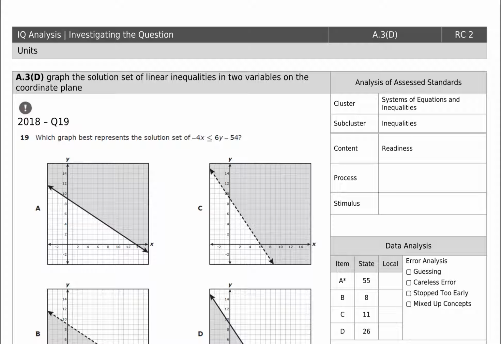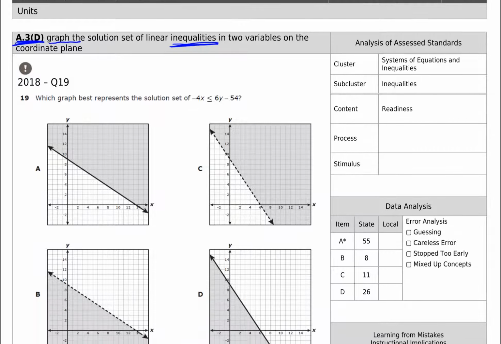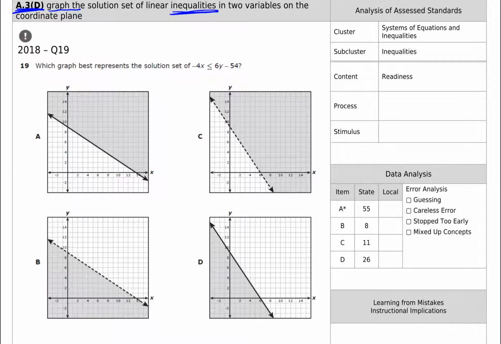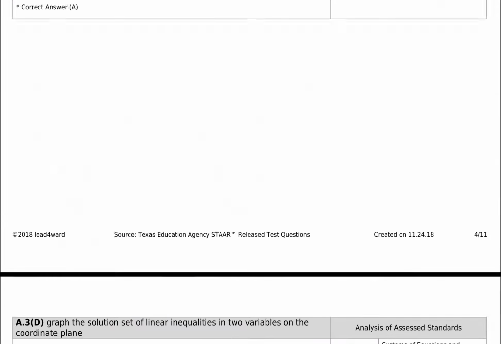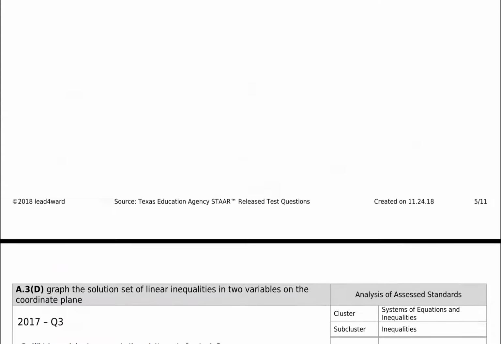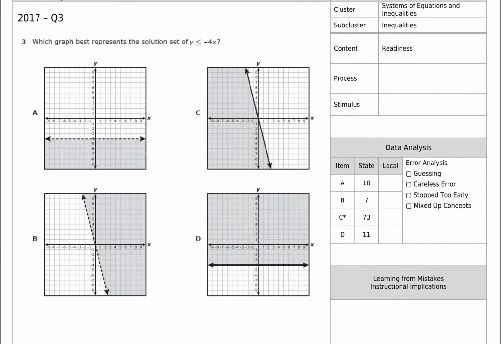Alright, we're getting ready for STAAR, and here we have TEK A.3D, which is about graphing inequalities. There are two types of graphing of inequalities that the STAAR test does. There are problems that are not in slope-intercept form, and there are problems that are in slope-intercept form. Let's start with the easier ones, the ones that are in slope-intercept form.